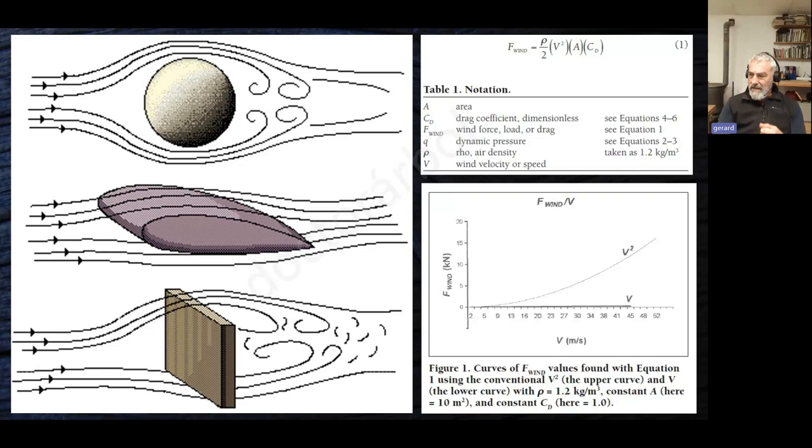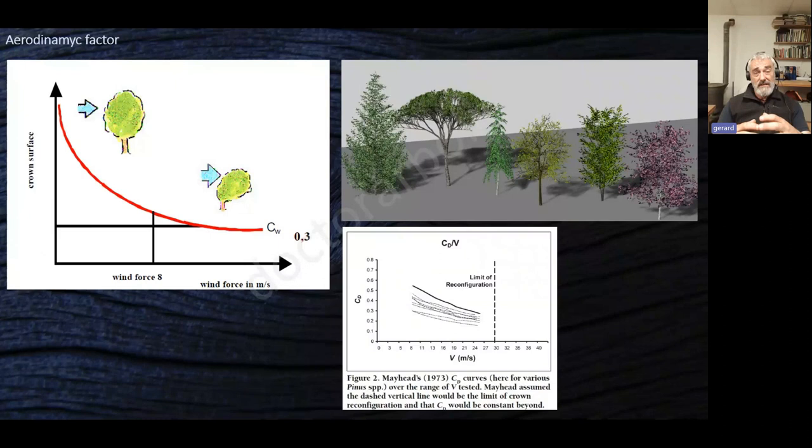Now, we know that there are aerodynamic factors. The tree has two aerodynamic factors. One is the resting aerodynamic factor, where the tree is getting the light for photosynthesis, and this is a very bad aerodynamic factor. When the tree feels the wind, all the structure of the tree will be modified to reduce the aerodynamic factor to the order of about 0.3, and to reduce the wind force on the ground.